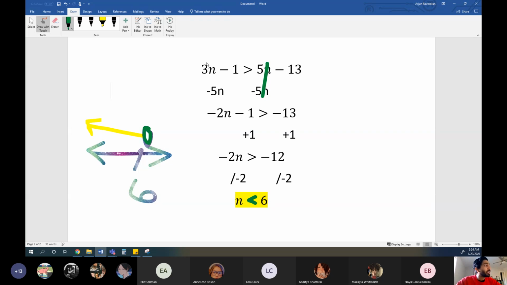Divide by negative 12, making sure to flip the sign, and it's an open circle because n cannot be 6. If you plug in 6 here, it'll be false. You'll get 17 is greater than 17, and it's not greater than 17. It's false. It doesn't work.